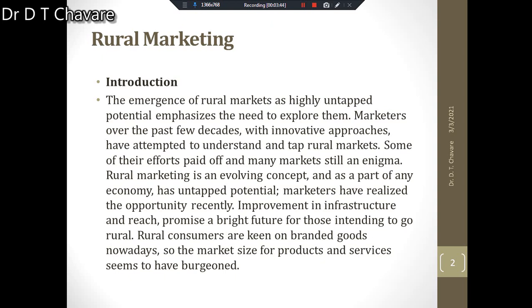Rural customers are keen on branded goods. It means that in rural areas too, branded products are used by rural customers because they are giving preference to branded products nowadays. So the market size for products and services seems to have burgeoned, expanded up to the rural area also. Innumerable customers are going to use branded items and products, and brand marketing is developing in the rural area. This thing we also have to understand in detail.